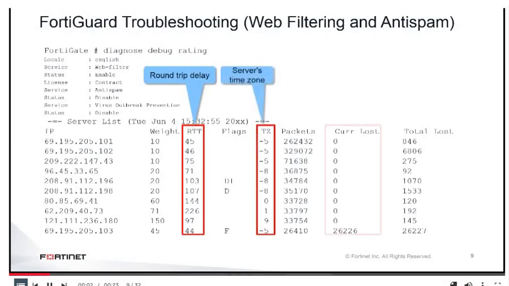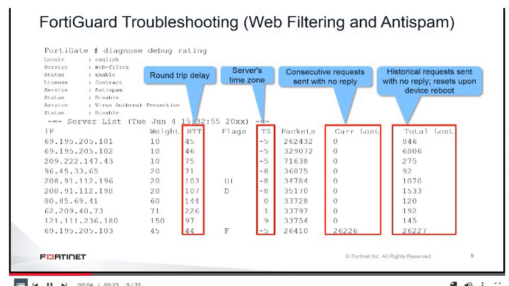The command diagnose debug rating shows the list of servers for web filtering and anti-spam queries. For each IP address, the table shows the round-trip delay, the server's time zone, the number of recent and consecutive queries without reply, and the historical number of queries without reply. These values reset upon device reboot.